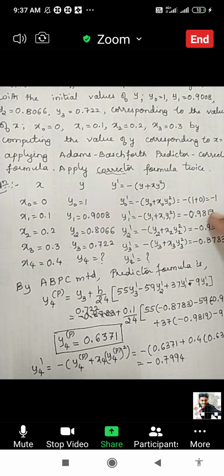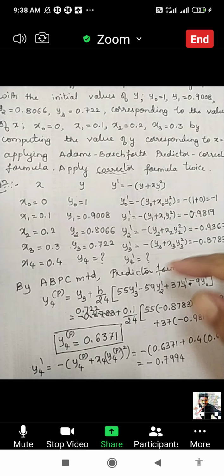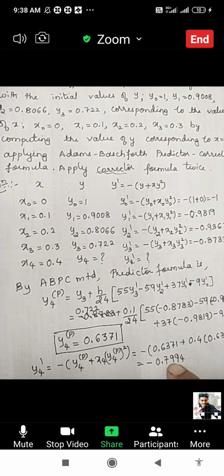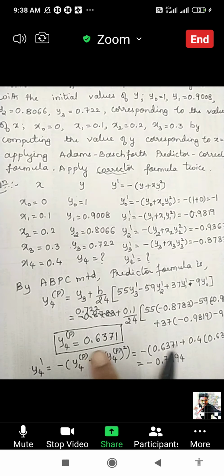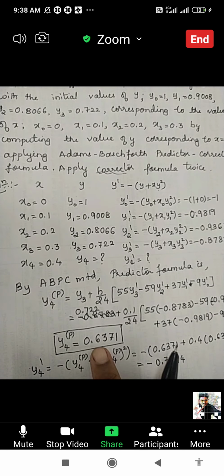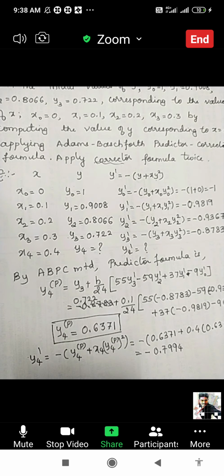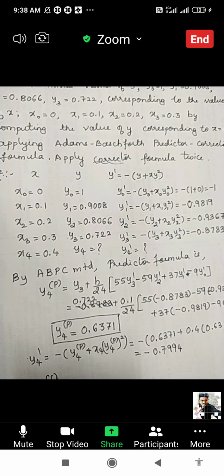See one more thing. Here you can see these values are negative and they are decreasing. So by symmetry, you can tell that the value we have got is correct. If this is correct, the implication is that the predicted value is correct. This is just for your verification. Next, let us apply the corrector formula.